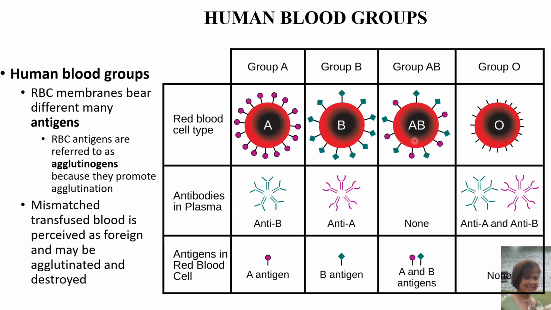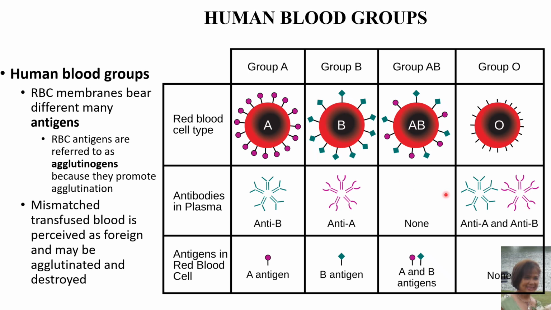Meanwhile, you have the group AB. The group AB has both the agglutinogen A and B, but it's not showing any antibodies. You cannot have any antibodies with a blood type AB because AB has agglutinogen or antigen A and B. Meanwhile, blood type O does not carry any agglutinogen in its plasma membrane, but coexisting with it in the blood, in the plasma, is antibody A and antibody B.